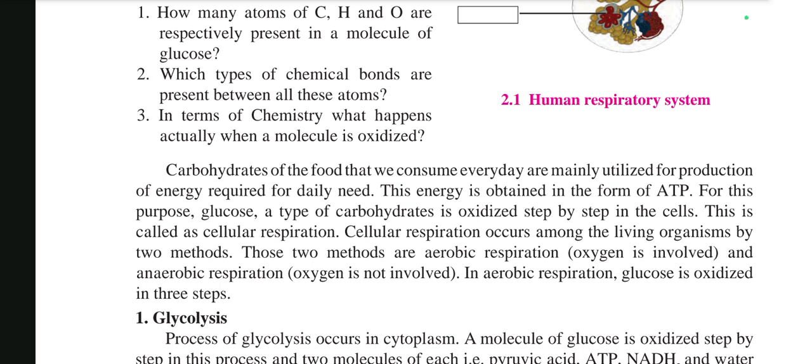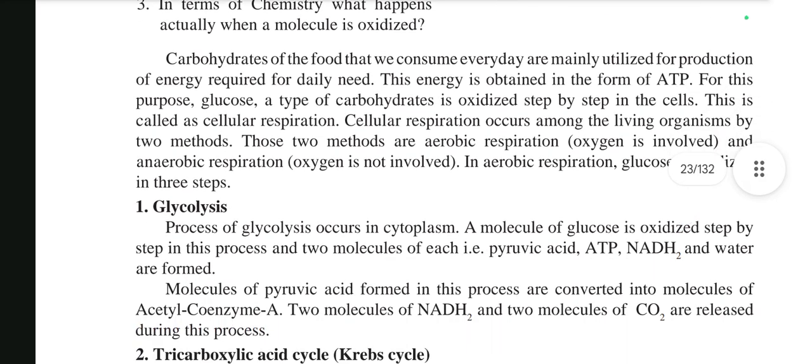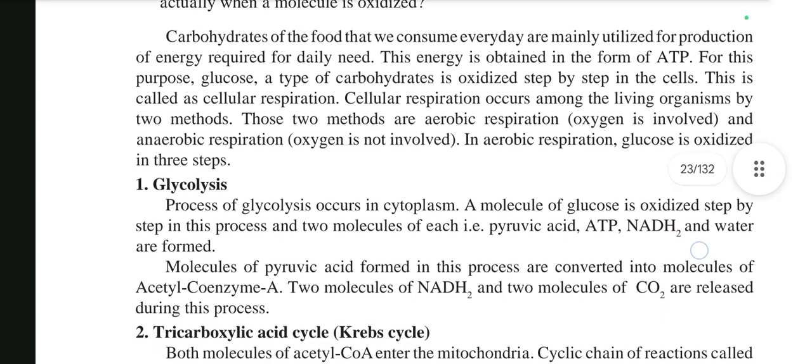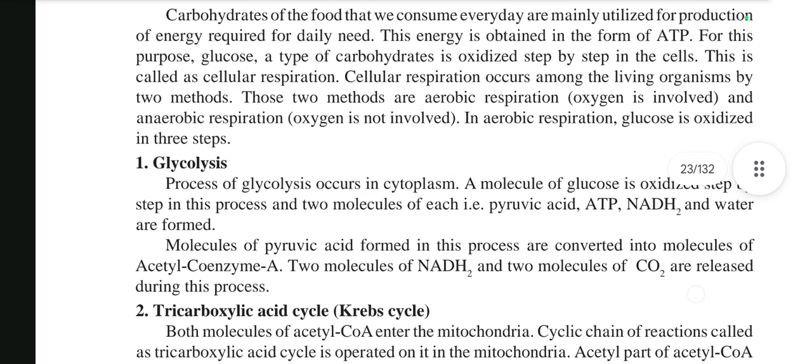In terms of chemistry, what actually happens when a molecule is oxidized? Whenever oxidation occurs, there is a reaction with oxygen. We already know this from organic chemistry also. Now here they are saying that the carbohydrate of the food that we consume every day is mainly utilized for the production of the energy required for daily needs. That means whatever we eat is converted into ATP molecules, and those ATP molecules are useful for us for doing various activities.